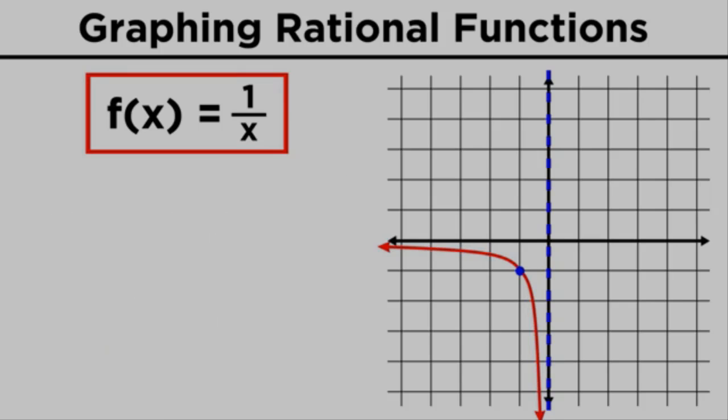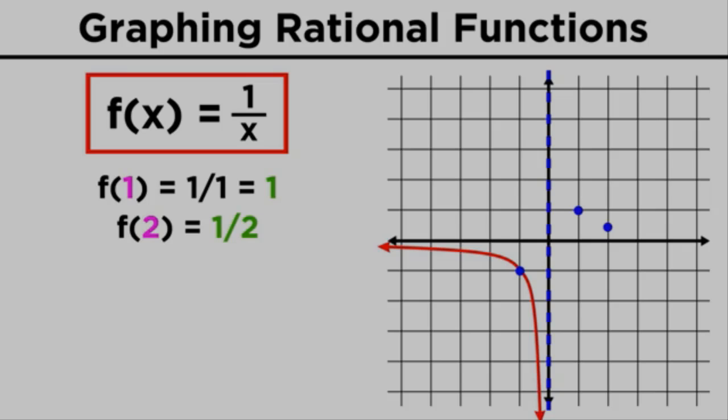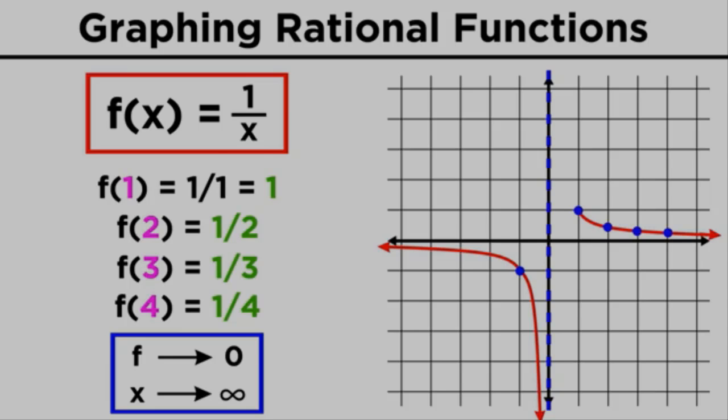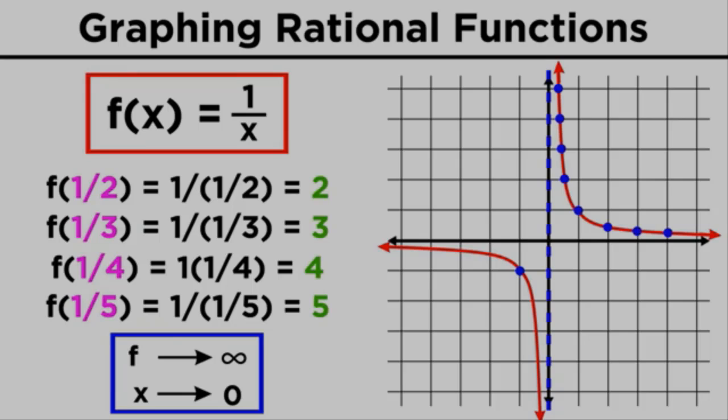On the positive side, we get something similar. Plugging in 1, we can see that (1, 1) is part of the function. Then with bigger numbers, we get closer and closer to 0, so that gives us this behavior, approaching 0 as x gets infinitely large. And plugging in fractions of 1 brings the function closer and closer to infinity as x approaches 0, so that will look like this.